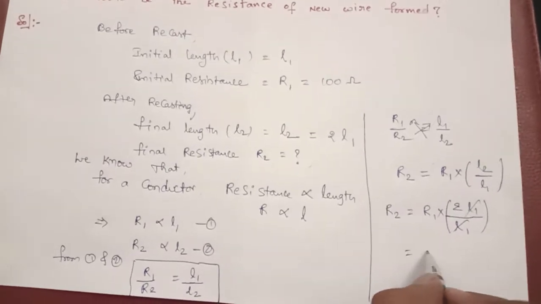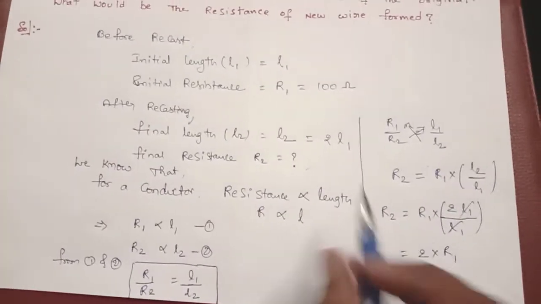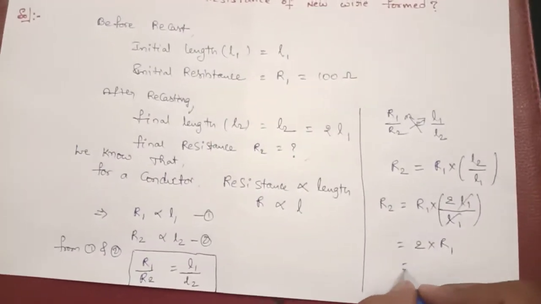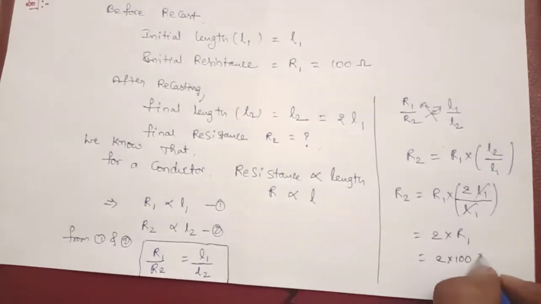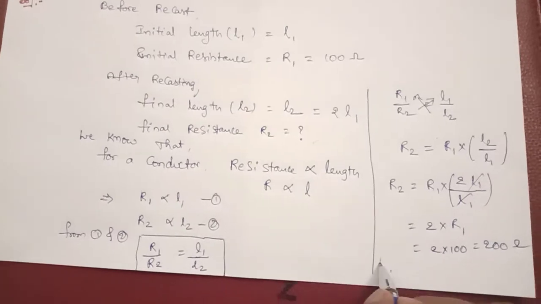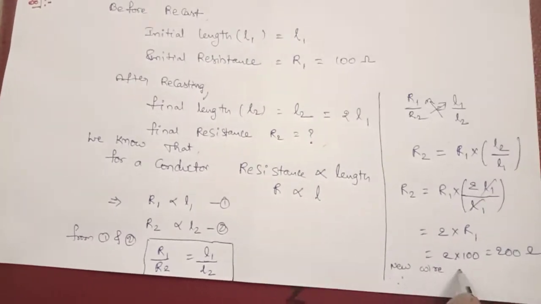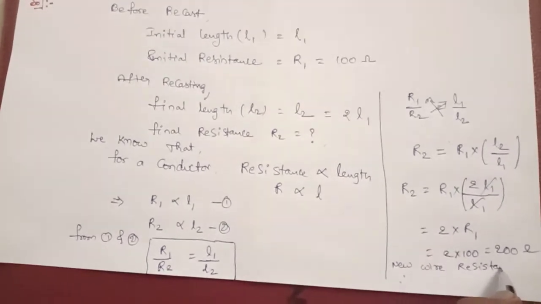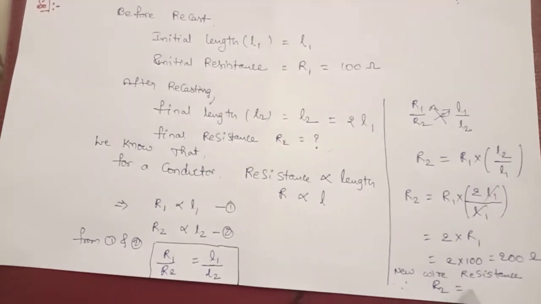L1 gets cancelled. So it is 2 into R1. We know R1 value is 100 ohms. So it is 2 into 100 ohms. Finally, the resistance R2 is equal to 200 ohms.